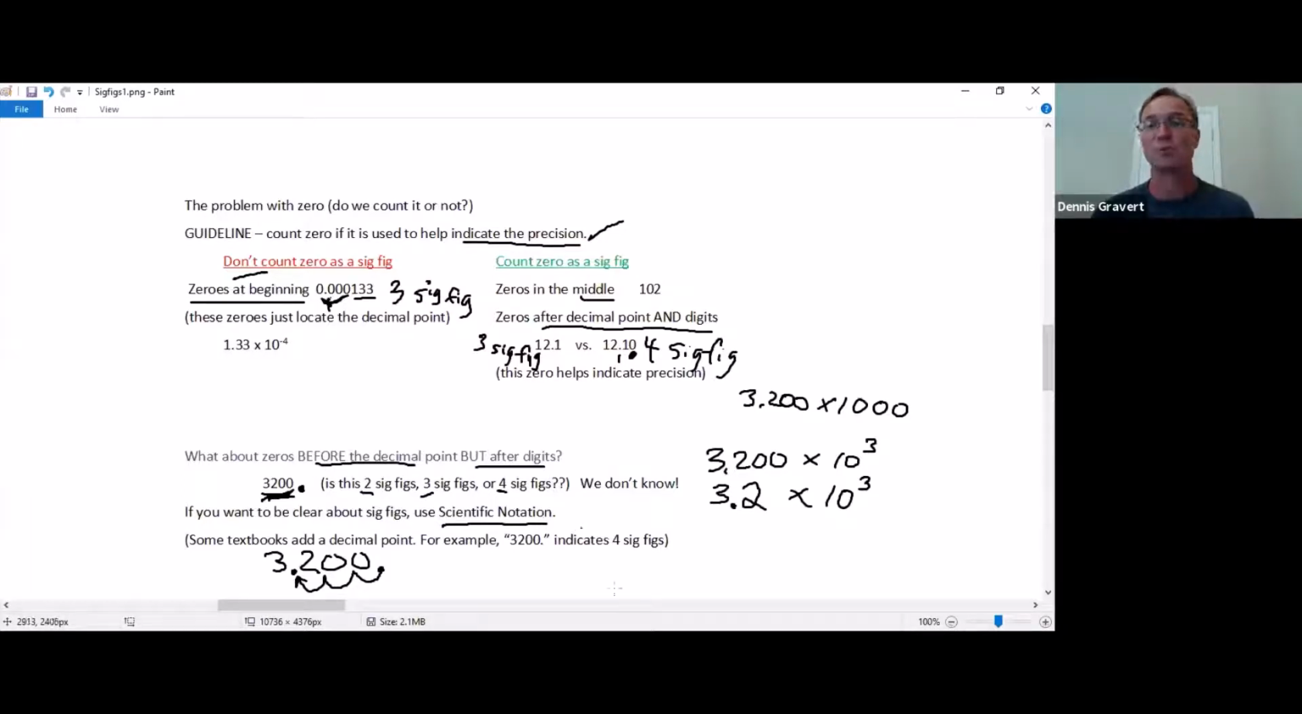And now that you have scientific notation, it's easy to count. This one has 2 sig figs, whereas this one has 4.